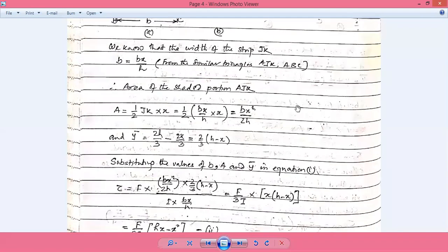Then what will happen? Then B will be B into X, where X, B is equal to B multiplied by X divided by H itself. So B into X, from the similar triangles AJK and ABC, the height X divided by H is equal to width JK divided by the width B.